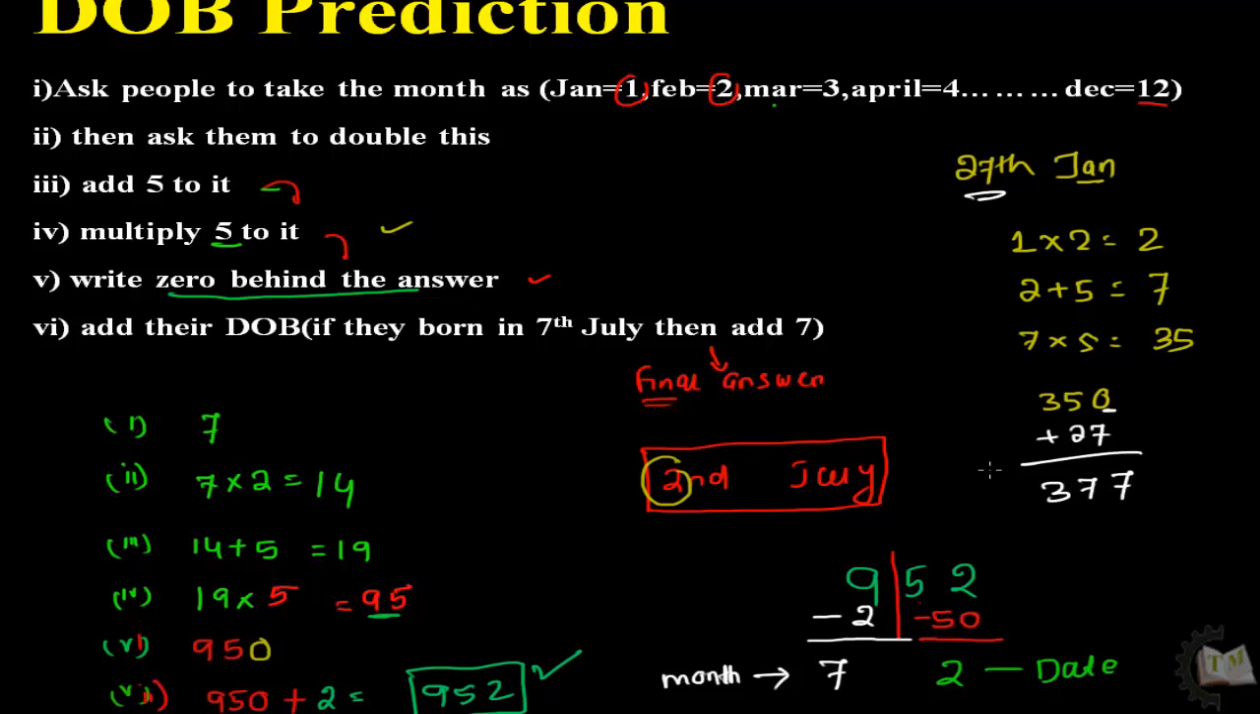377. Then how will you get the date of birth? Then divide into two parts, the last two digits, subtract 50, and from the first digit subtract 2, and you will get the answer 27, and you will get 1, and the 27 is the date, and 1 is the month, that is 27th January.